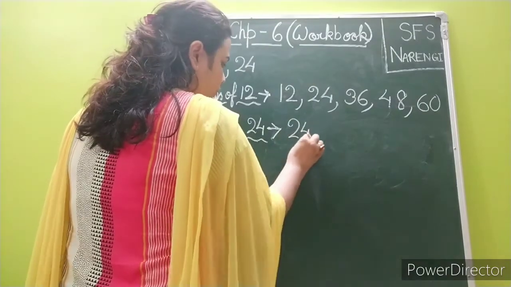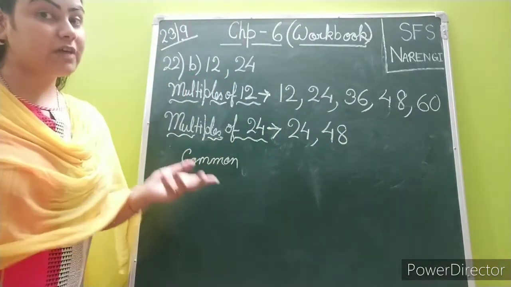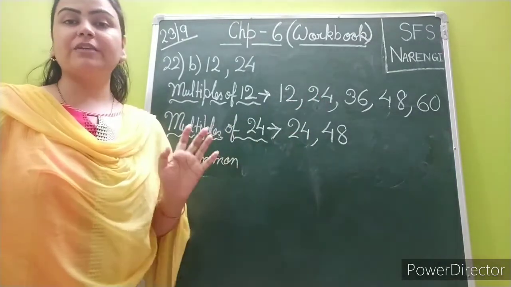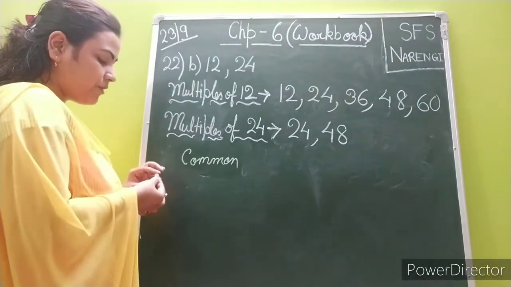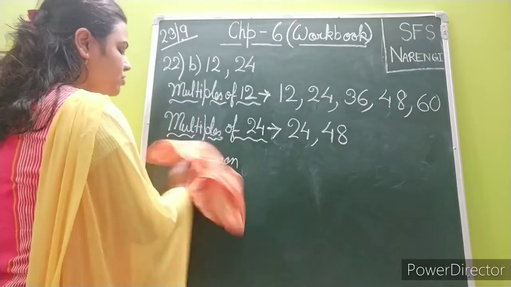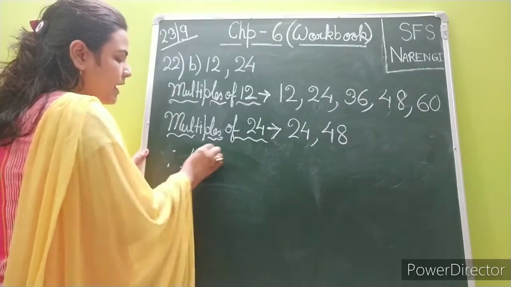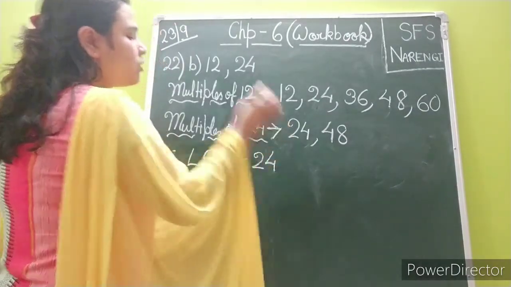24 1 is 24, 24 2 is 48, but I guess we have already got our answer because our first common multiple is here, 24. So our LCM will be the first common multiple. Therefore, LCM is equal to 24.